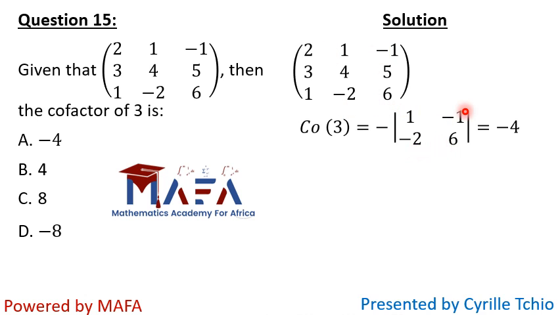Here you take the determinant of it, and then the position of 3 is at the negative position, because you have positive, negative, positive, negative, positive, negative, positive, negative and positive. So you see that 3 is at the negative position, so the cofactor is going to be the minor multiplied by negative. That's why you have this negative in front here. The answer is negative 4, which is A.